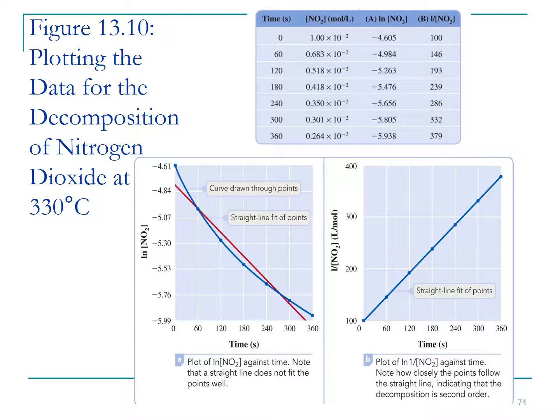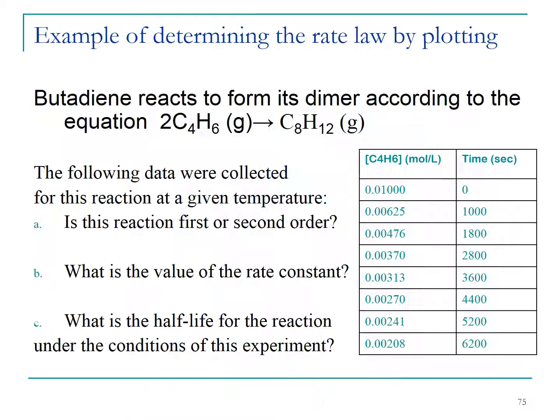But then if you take 1 over the concentration, so 1 over 0.01 is 100, 1 over 0.00683 is 146, and you plot those points, the plot of time versus 1 over the concentration gives me a straight line, so this tells me that this is a second order equation, second order reaction.